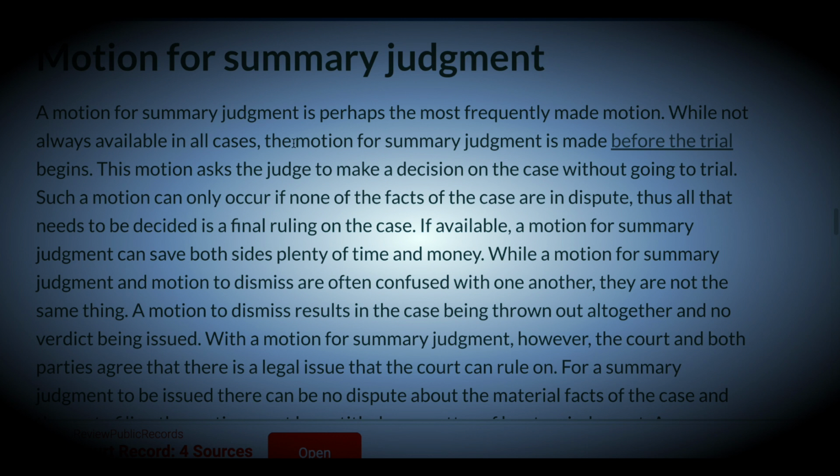Motion for summary judgment. A motion for summary judgment is perhaps the most frequently made motion. A lot of us have heard of this one. While not always available in all cases, the motion for summary judgment is made before the trial begins. The motion asks the judge to make a decision on a case without going to trial. Such a motion can only occur if none of the facts of the case are in dispute. Thus, all that needs to be decided is a final ruling on the case.